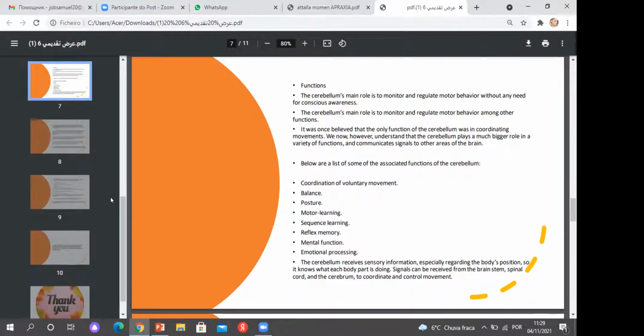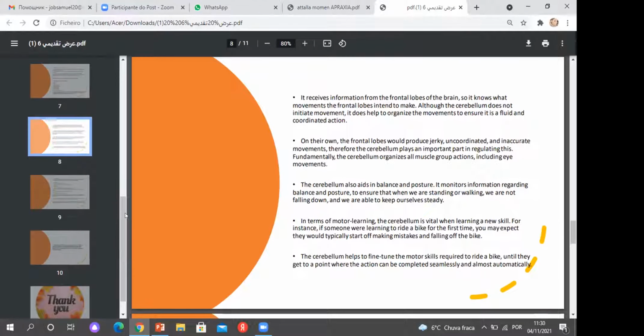Below is a list of some of the associated functions of the cerebellum: coordination, voluntary movement, balance, posture, motor learning, sequence learning, reflex memory, mental function, emotional processing. The cerebellum receives sensory information, especially regarding body position, so it knows what each body part is doing. Signals can be received from the brain stem, spinal cord, and the cerebrum to coordinate and control movement.